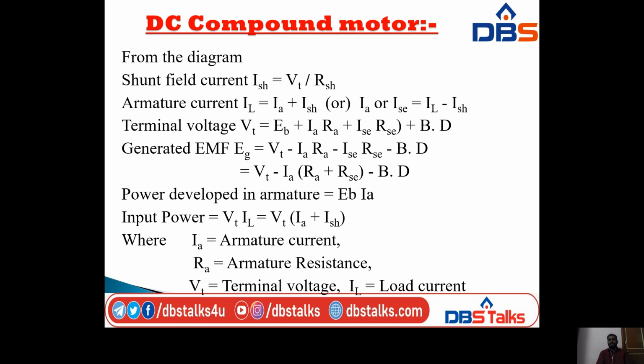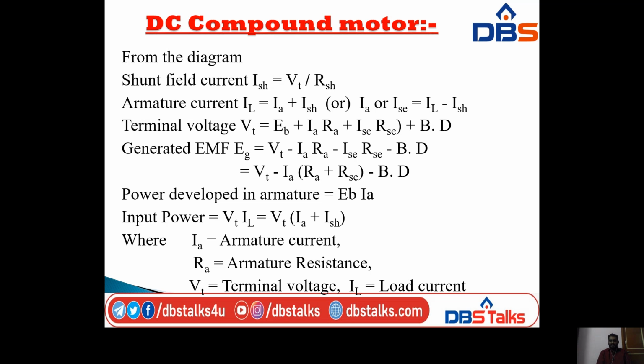From the diagram, I am writing the shunt field current ISH is equal to VT by RSH. You know Ohm's law, I is equal to V by R. So the shunt field current ISH is equal to VT by RSH. For the DC compound motor, that is the long shunt compound motor, the load current IL is equal to IA plus ISH, or IA is equal to IL minus ISH.